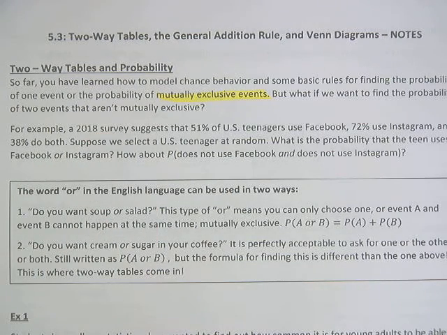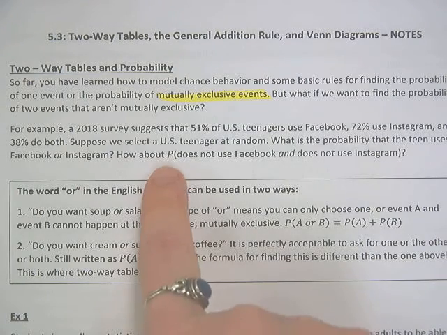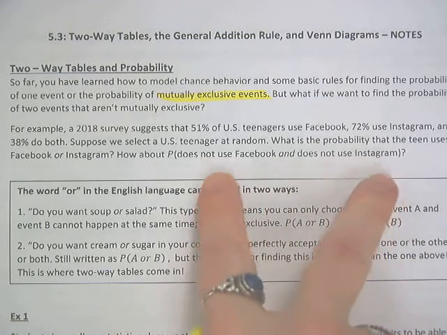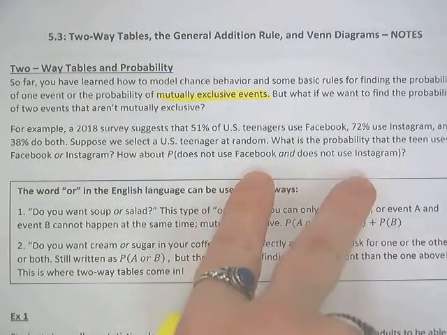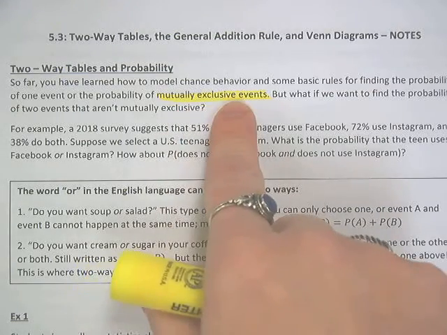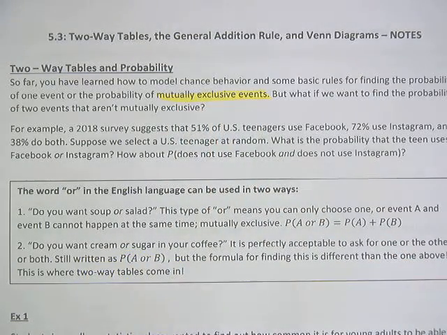Here's an example. In 2018, a survey suggested that 51% of teenagers use Facebook, 72% use Instagram, and 38% do both. Suppose we select a teenager at random. What's the probability that the teen uses Facebook or Instagram? Or how about the probability that a teen does not use Facebook and does not use Instagram? These events can happen at the same time, so they're not mutually exclusive. So we can't use the formula that we used for mutually exclusive events.